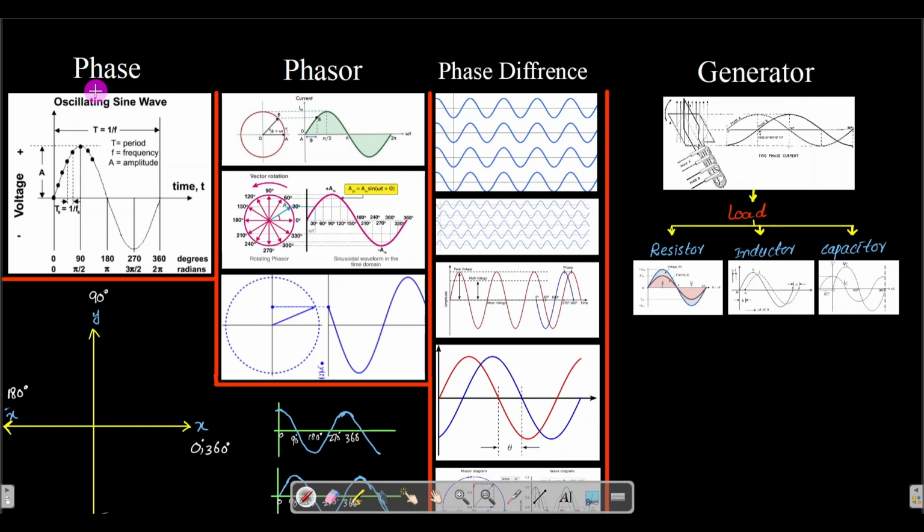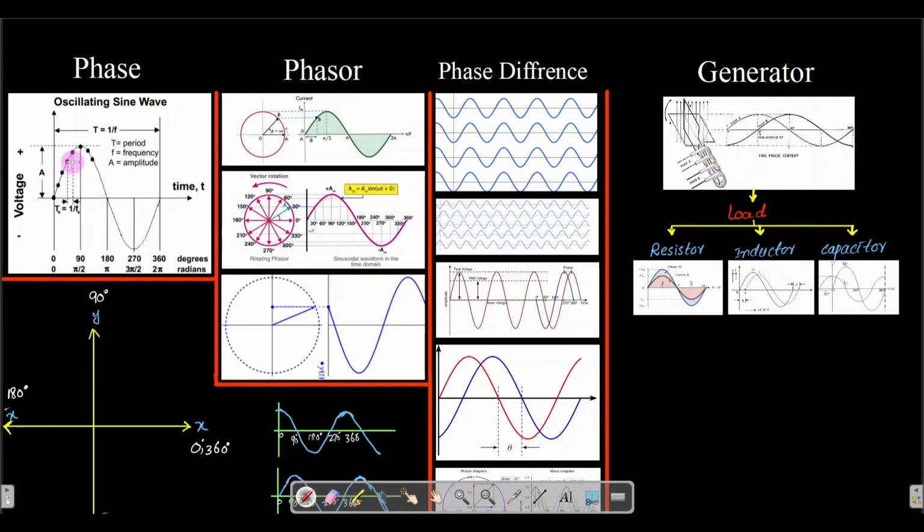Today we will discuss the phasor and phase difference. So the first one is the phase. Let's consider that sinusoidal wave which is formed by the moving coil inside the external magnetic field in the generator. So I mean that this is the phase diagram for the alternating current or the alternating voltage. So here this sinusoidal wave describes that alternating voltage or alternating current at each and every degree.